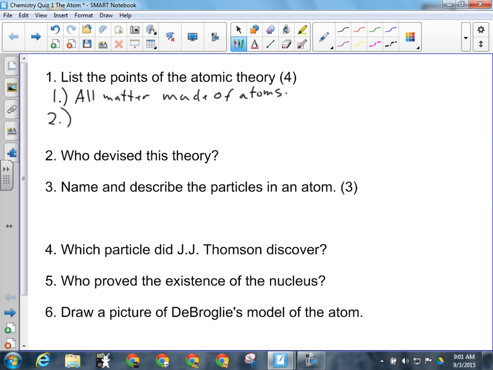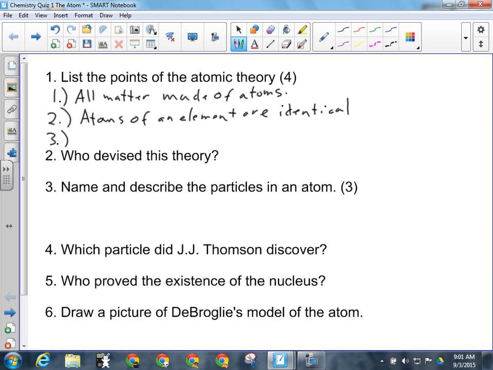Second point, atoms of an element are identical. And obviously atoms of other elements are different, so they have something along those lines. Okay, that'll be fine for that.